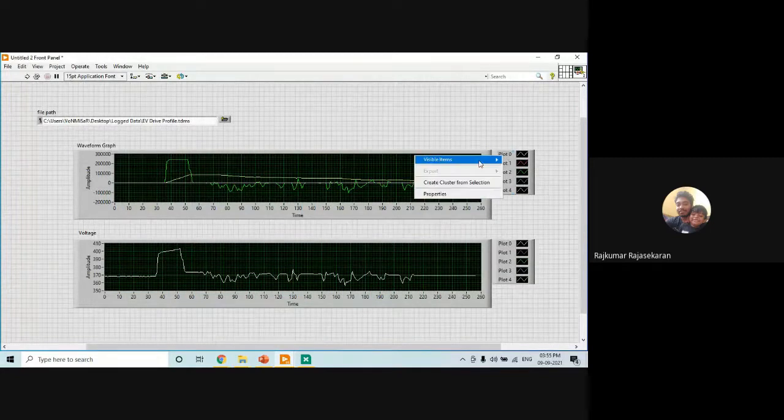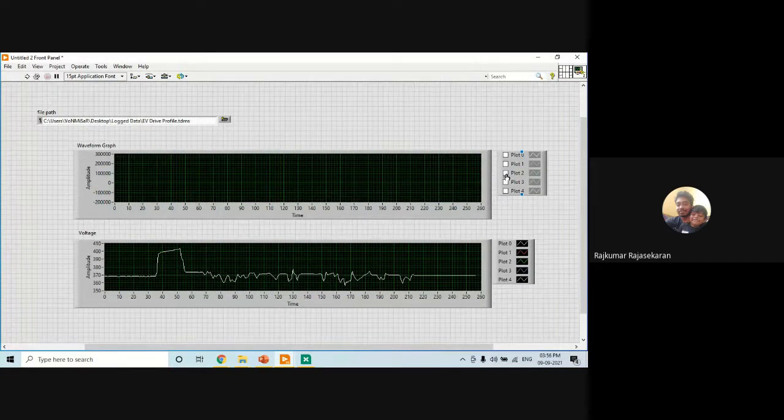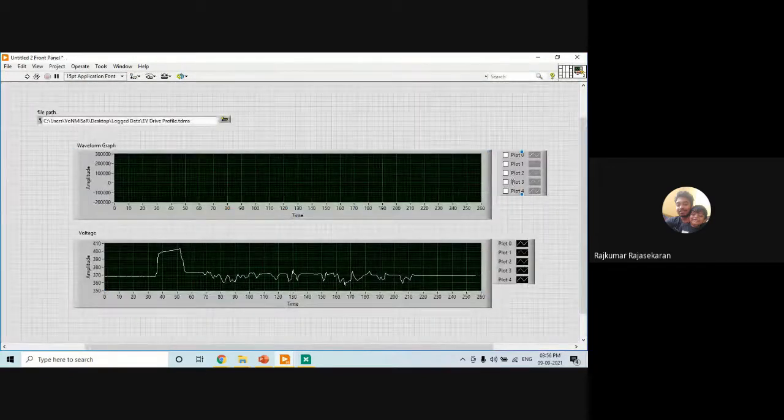Additionally, you can also disable what you don't want. Let's say voltage and current. If you don't want them, you can disable them. Let's say you want only power. You can enable only that one. This is the power. So basically power is the multiplication of both voltage and current. The next one is going to be energy, I believe, charge.